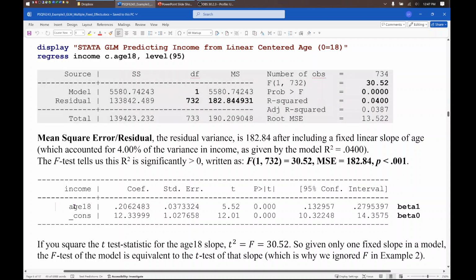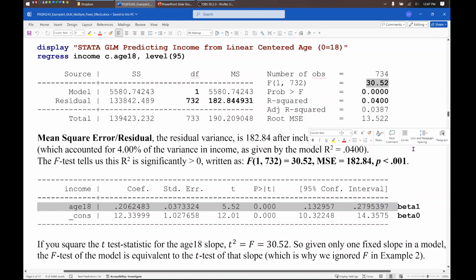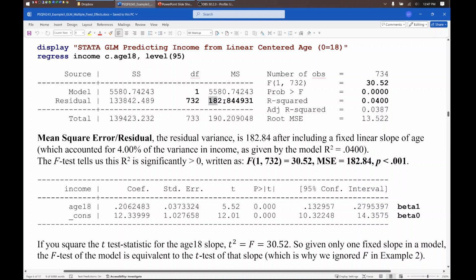So I have age 18 as my slope down here, that's my beta 1. Its t-value is 5.52. If I square that value, I get the F of 30.52. So this information is redundant, and that's why in example 2 and in homework 2, I said you can ignore this table except for this one number that we need, which is your mean square error or mean square residual. This is your residual variance. And I ask you this in homework to ensure that you have the correct ingredients in your model.